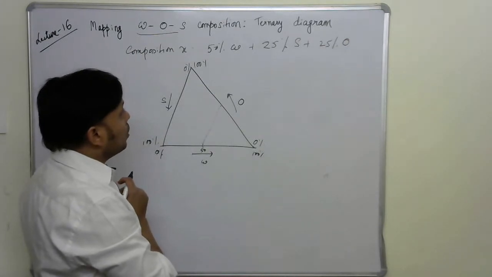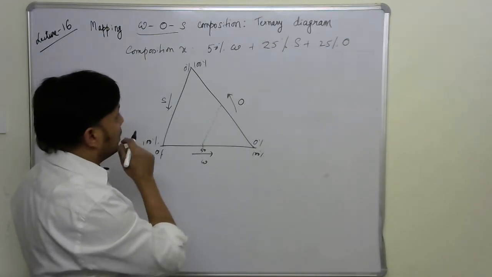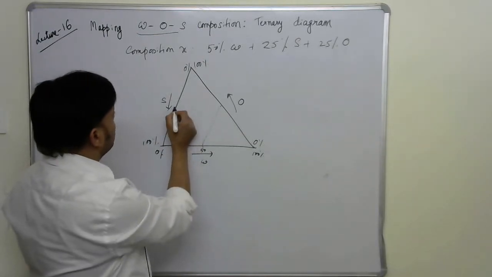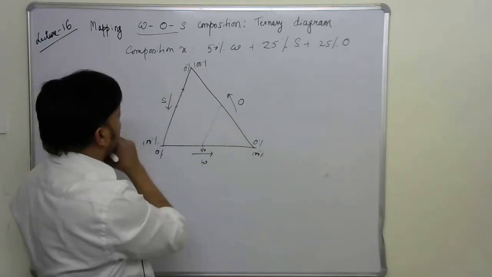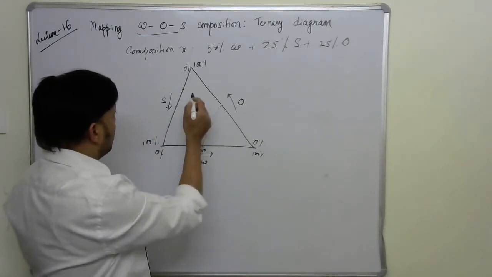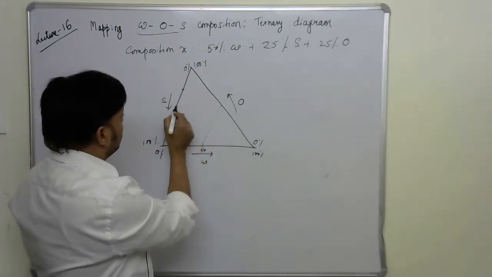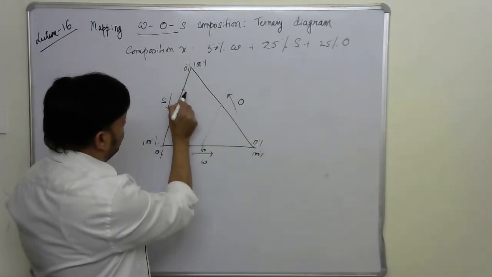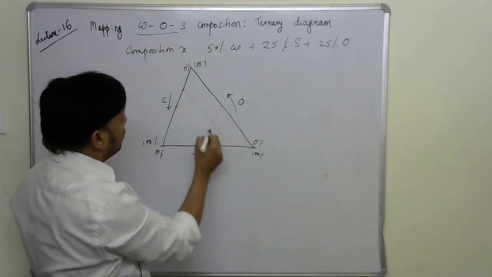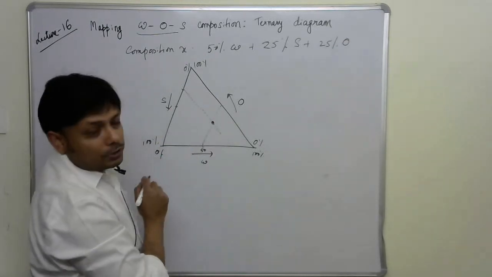All right. So next we go to 25% surfactant. So this is the surfactant composition. Surfactant composition 25% means, so this is 50, so this is approximately 25%. So we have to draw a line parallel to the side opposite to the 100% surfactant. So this parallel line would represent 25% surfactant. And so these two lines intersect over here. All right. So this point should represent 25% of oil.